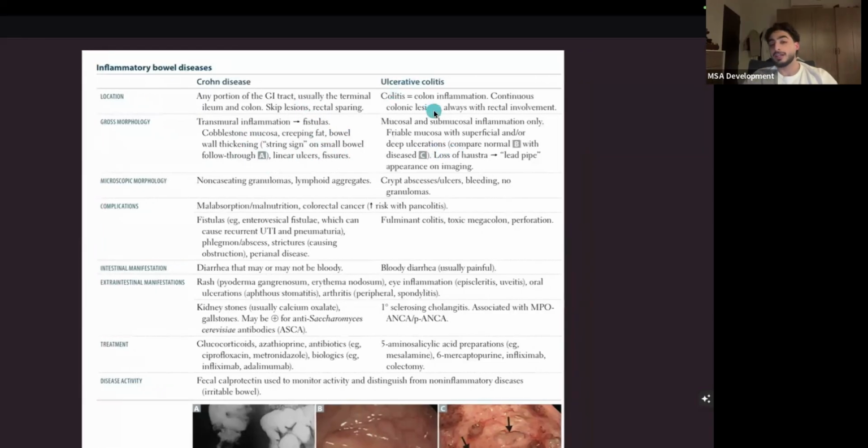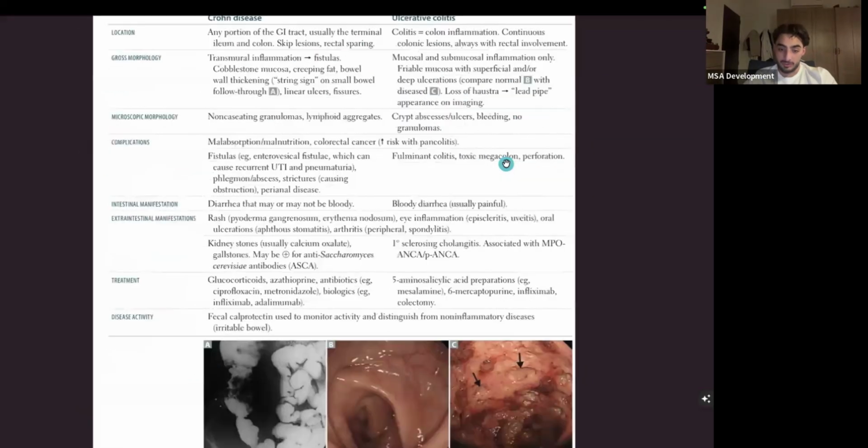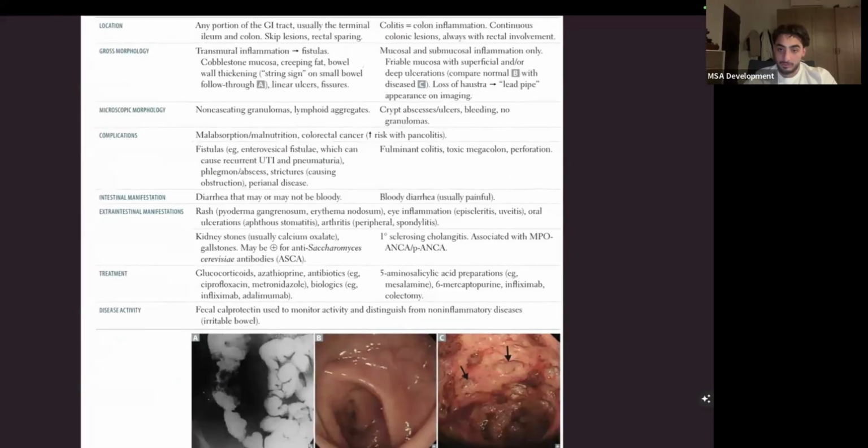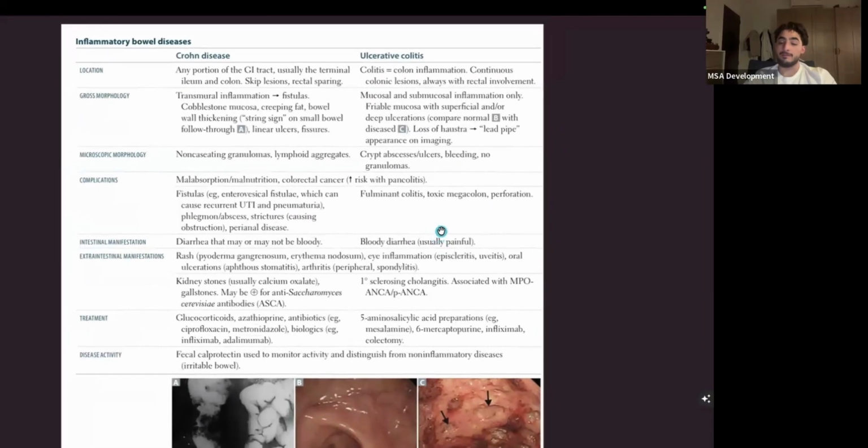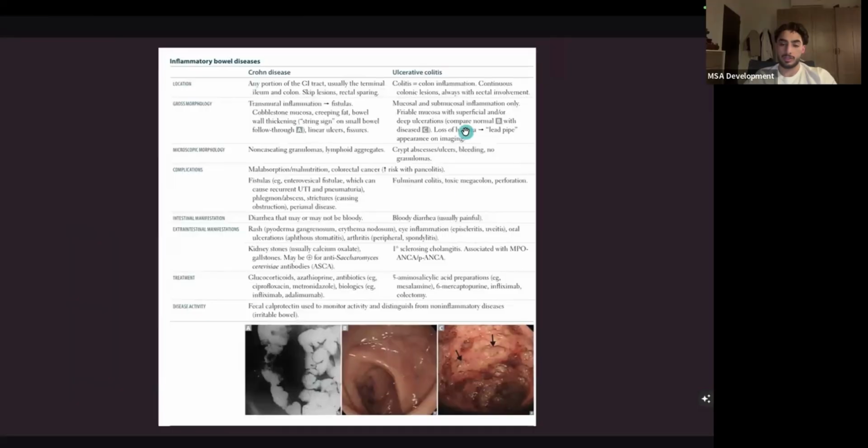Whereas in ulcerative colitis, since it's only mucosal and submucosal, you're just going to see this lead pipe appearance on imaging because you're going to have ulceration of those layers in the colon. It's going to be friable mucosa with superficial and or deep ulcerations, and loss of haustra. I wanted to show you guys some extra imaging. We'll find it, we'll look at it soon.